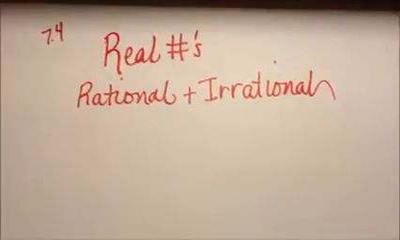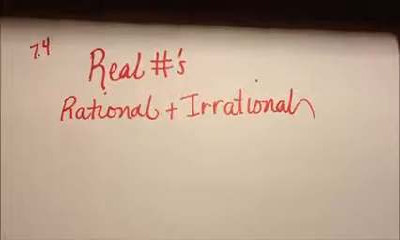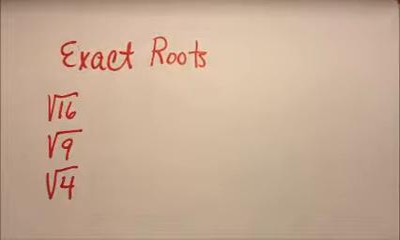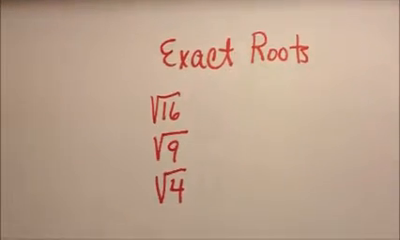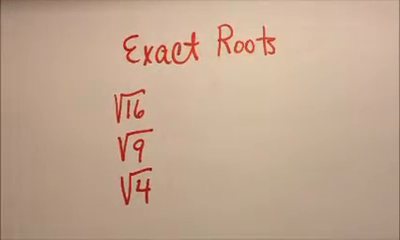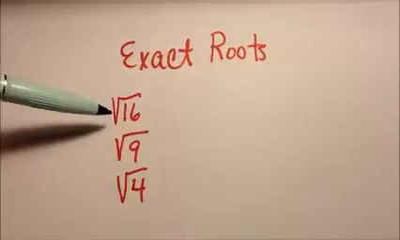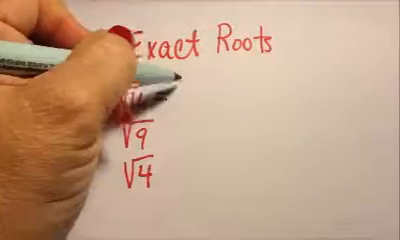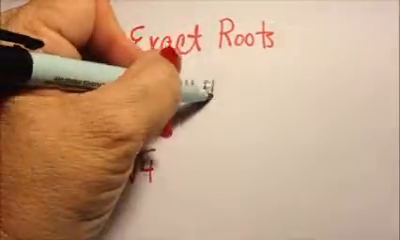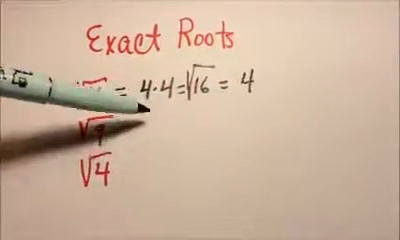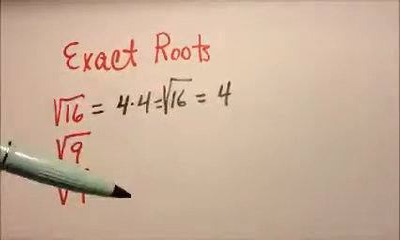Okay, in this video we're going to talk about real numbers, which include both rational and irrational numbers. The first kind of numbers we're going to talk about are numbers that are rational, that are exact roots. I can take the square root of 16 because 4 times 4 is equal to 16. So the square root of 16 would be 4, because two numbers exactly alike multiply to get that.